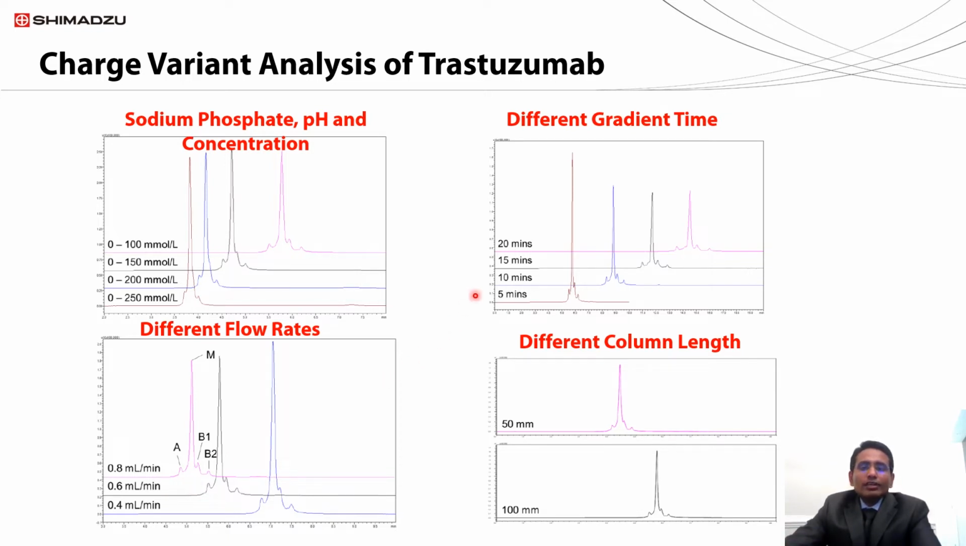On the other hand, when we tried different gradient conditions, like gradient times of 5 minutes, 10 minutes, 15 minutes, and 20 minutes, we can see that a relatively longer run gives better separations. And for column length, as all of you know, a little bit longer column gives better separations. In this case, with 100 millimeter, we got the best results.